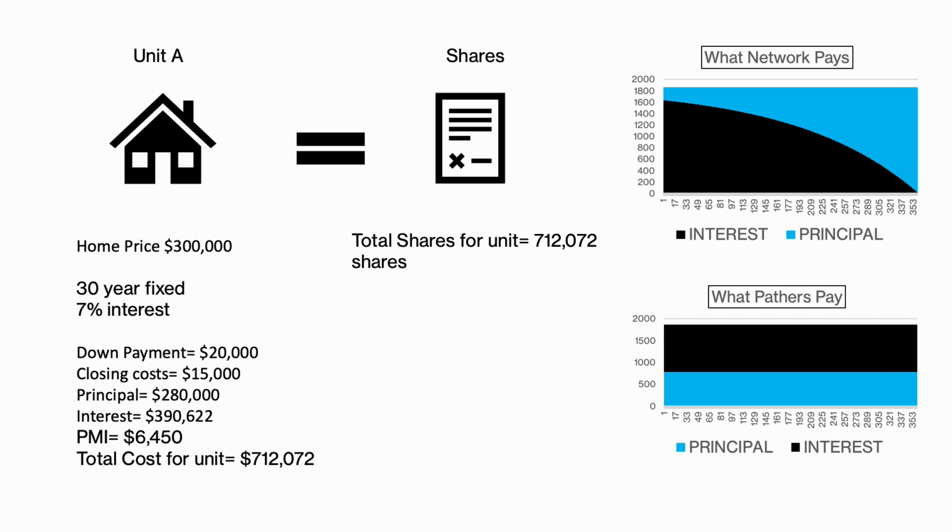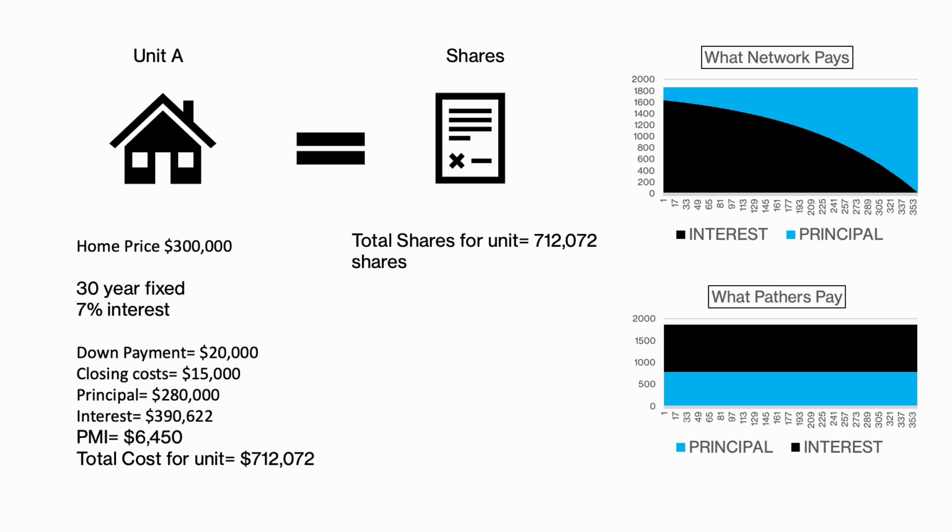For Unit A, we put down $20,000 for a down payment, paid $15,000 in closing costs, and paid $64.50 for single premium insurance up front. So the minimum balance needed to enter this unit would be $41,450 because that represents all the upfront costs of the unit. So 41,450 shares would need to be bought before occupying the unit. Then the $280,000 of principal and the $390,622 of interest we will pay over the life of the loan would be the long-term fixed cost. As the principal and interest are paid back, those will have shares issued.